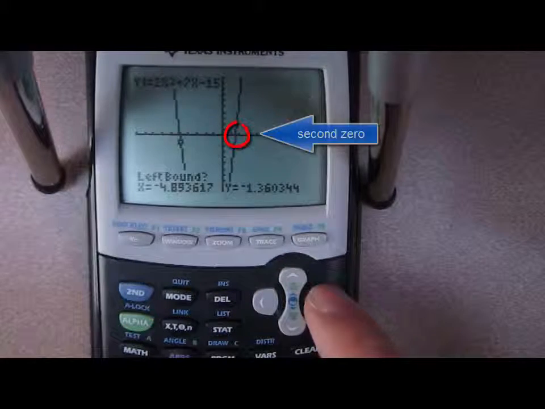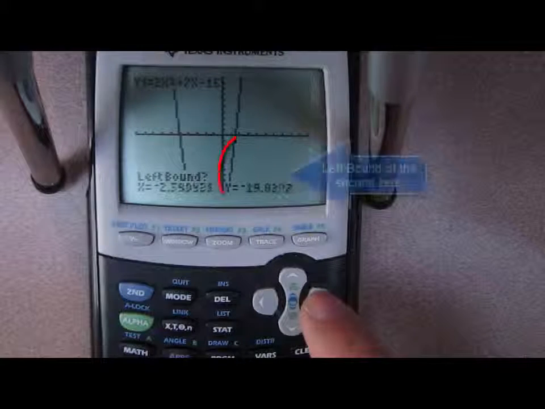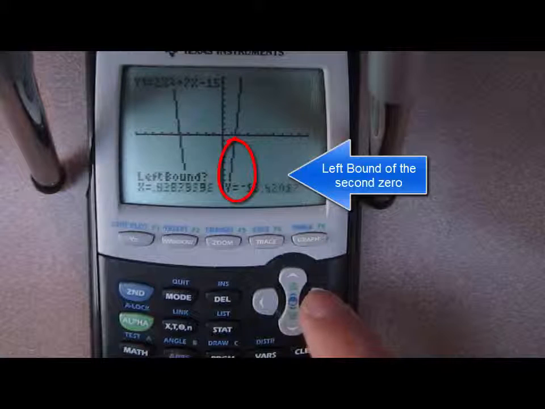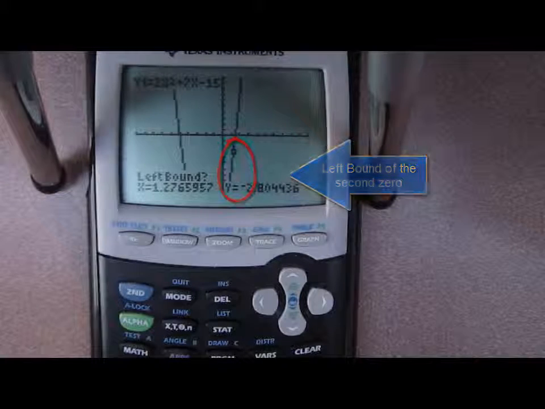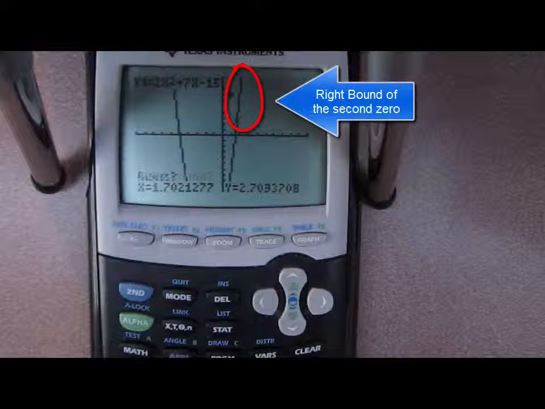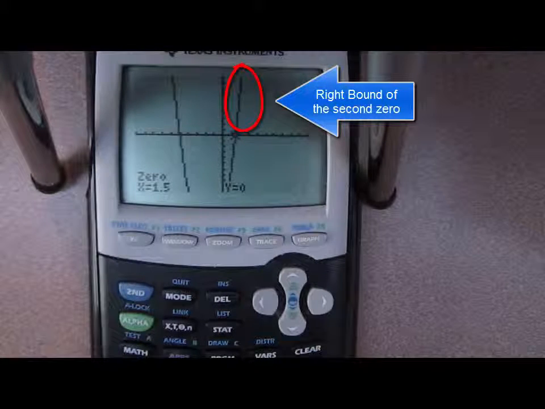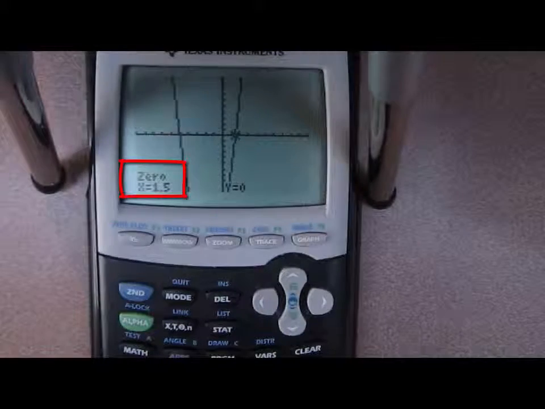Then use second, calc, 0 to find the second 0. You use the arrow key, this time going to the left of the second 0. So left bound, hit enter, right bound, so move the arrow key to the right of the 0, hit enter, guess, enter. So here you are, the next 0 is x equal to 1.5.